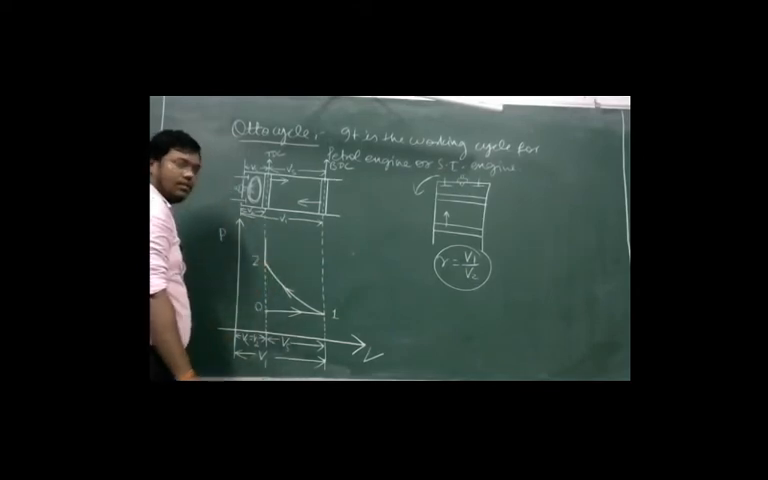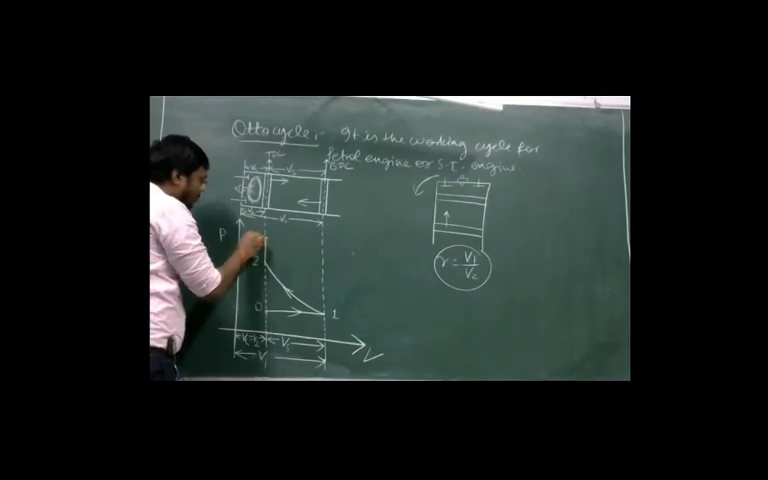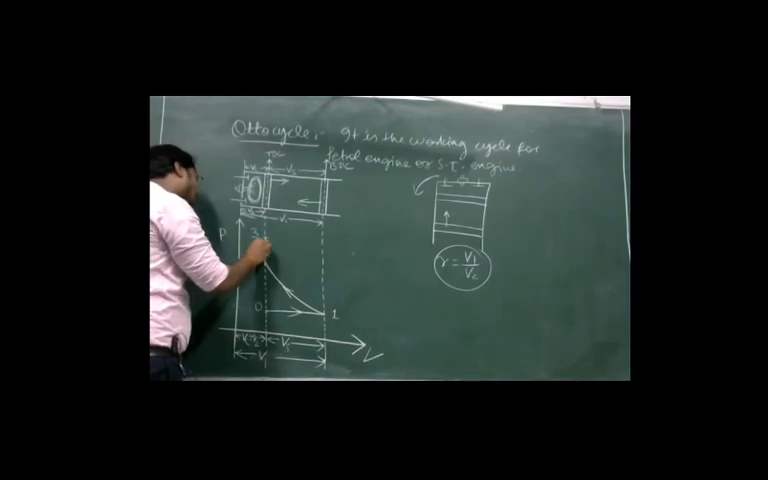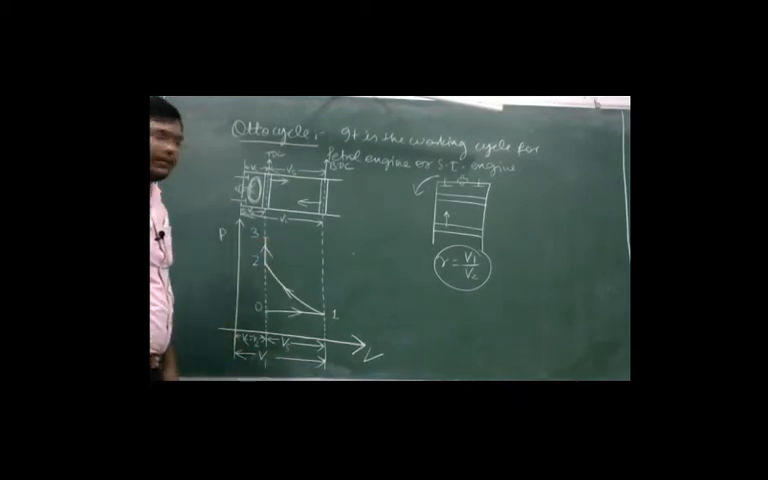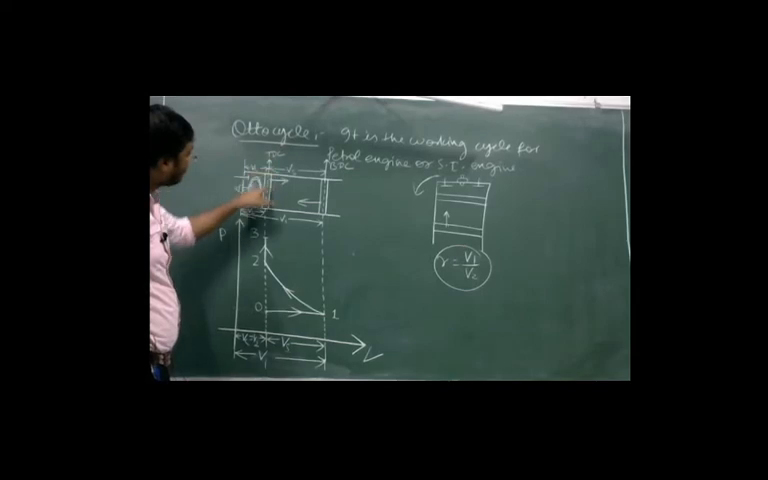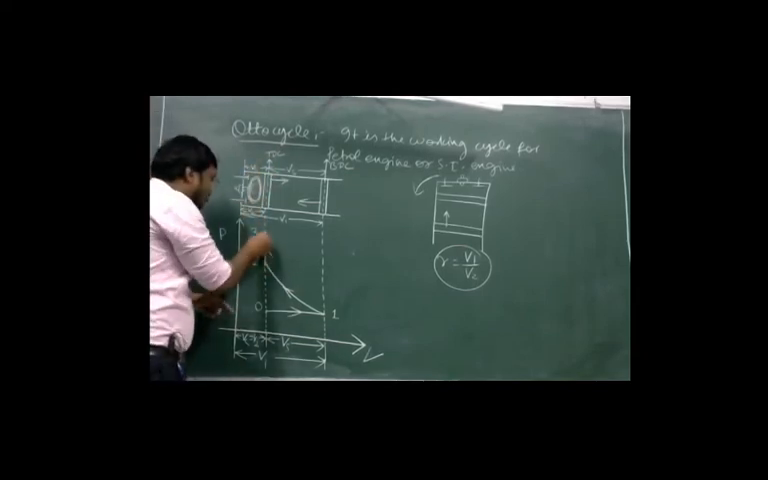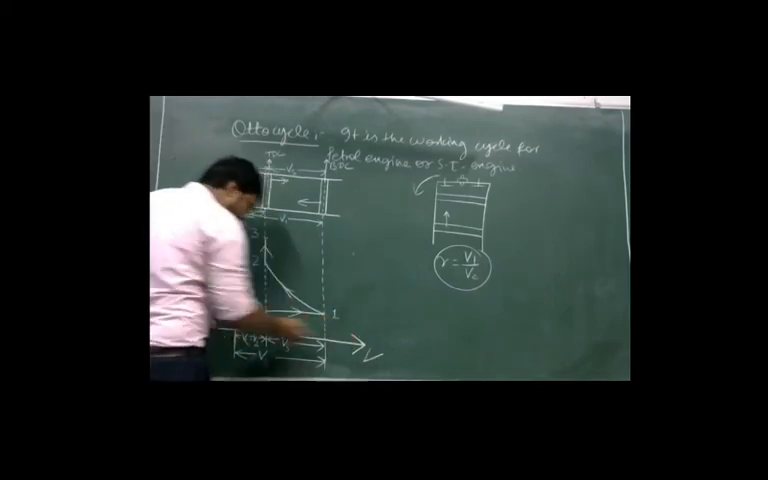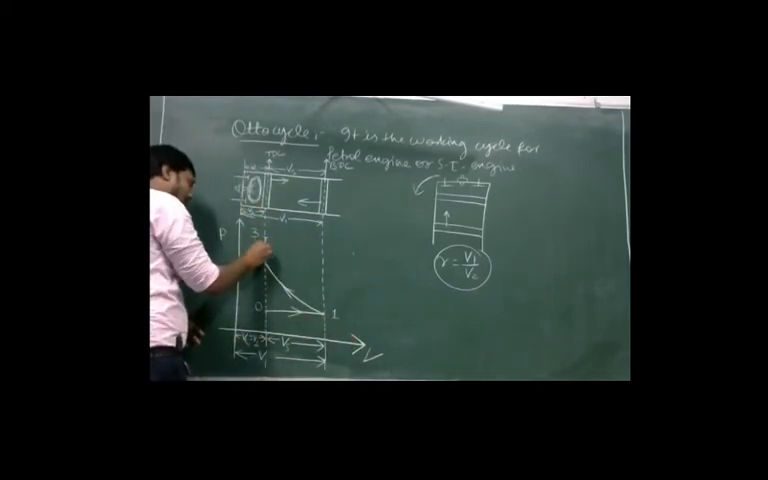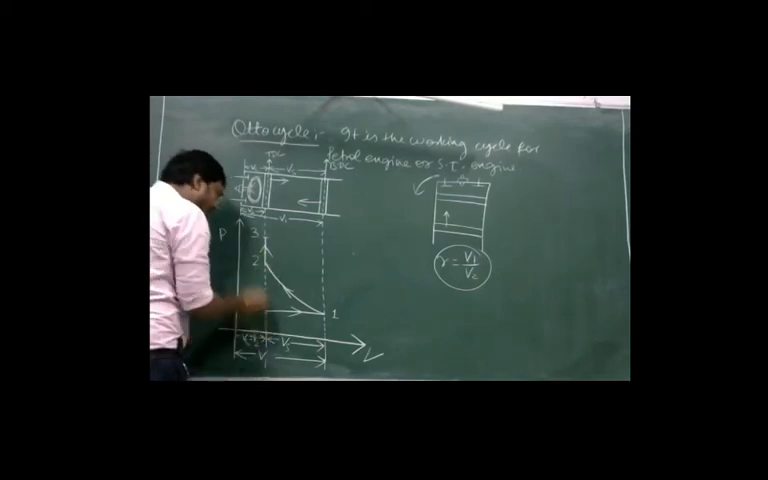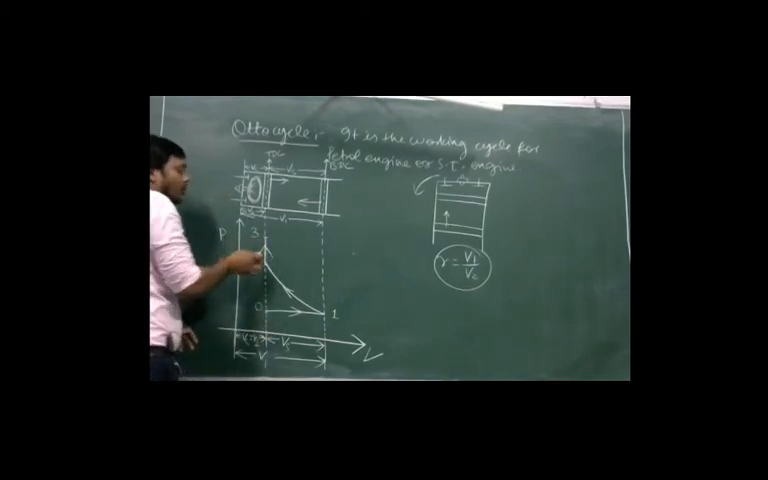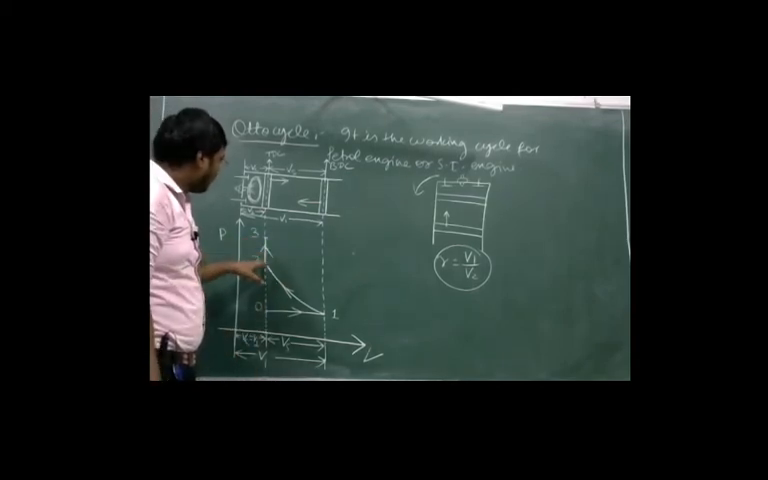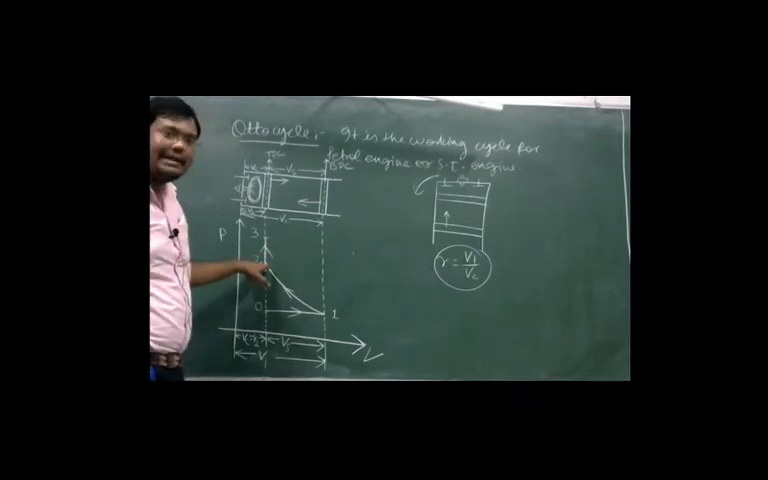And now we have reached point 3. So from 2 to 3, it is the heat addition process. As the piston is not moving from this position, this is a constant volume process. You can see that on the volume axis it is a vertical line. Every point on this line will be at constant volume. So we can say that from 2 to 3 is a constant volume heat addition process.